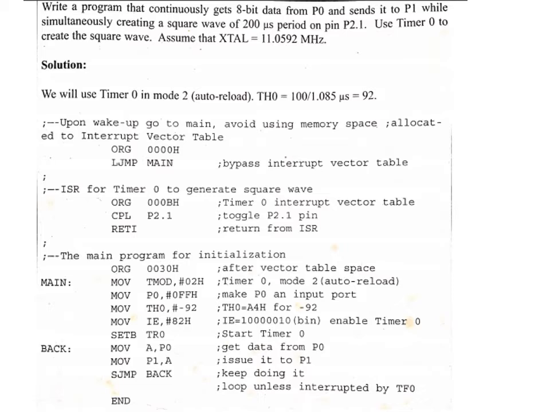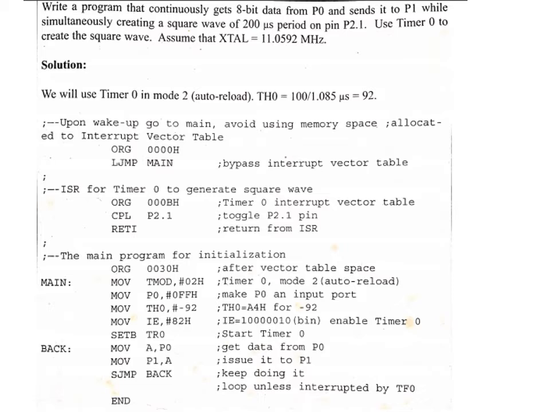Write a program that continuously gets 8-bit data from port 0 and sends it to port 1 while simultaneously creating a square wave of 200 microseconds period on port 2 pin 1. Use timer 0 to create the square wave. Assume that the crystal frequency is 11.0592 MHz.